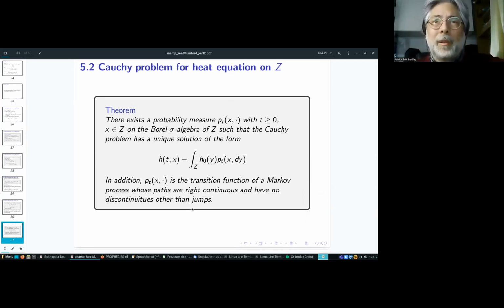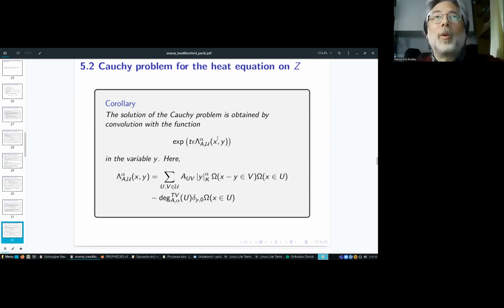Cauchy problem, the differential equation, and the paths are right continuous and have no discontinuities other than jumps. And in fact, this is given by convolution with this function. Well, you write the lambda out in this way; that's what you get if you just look at the operator.